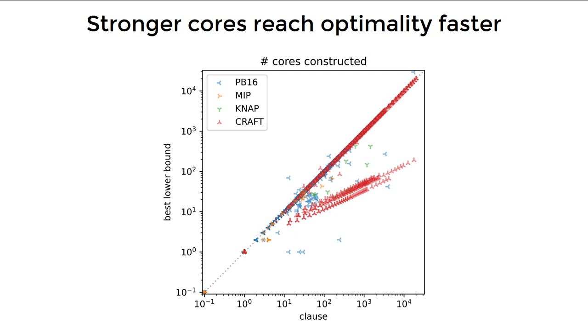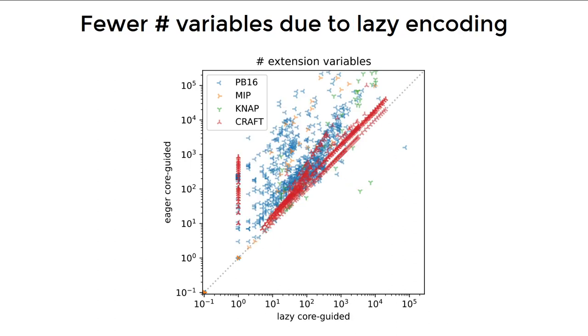Finally, a similar picture is painted by our last plot, where we compare the number of auxiliary variables introduced before reaching optimality for the lazy extension encoding and the regular eager extension encoding. It turns out that for a significant number of instances, the lazy extension encoding introduced at least an order of magnitude fewer auxiliary variables.